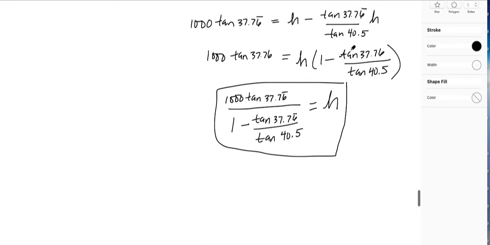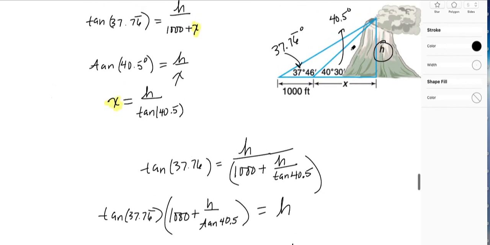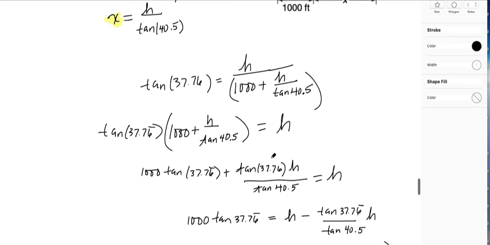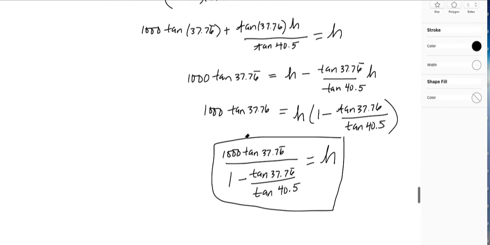You might be saying, what could we have done instead of this? We hate this. What you could have done is calculate what the tangent of 37.76 is and 40.5 and had maybe an easier time of moving things around instead of moving around all of this trigonometric jibber jabber.